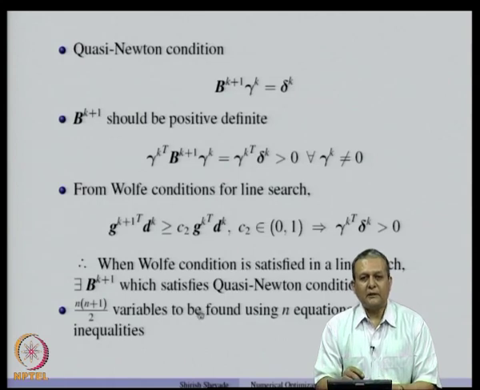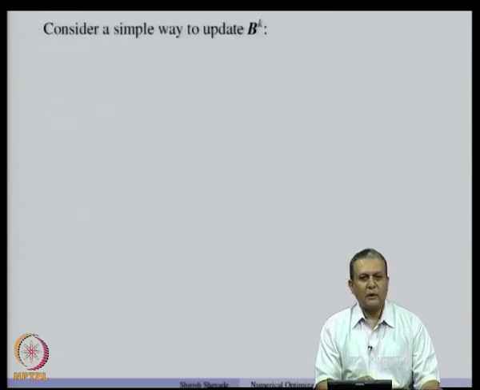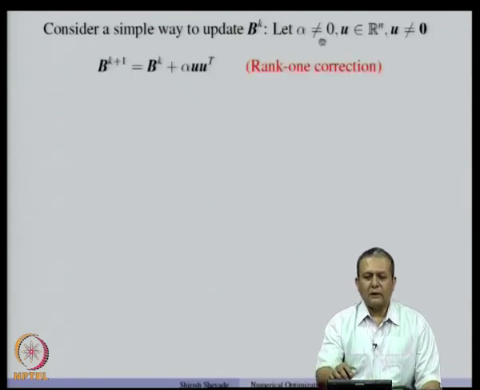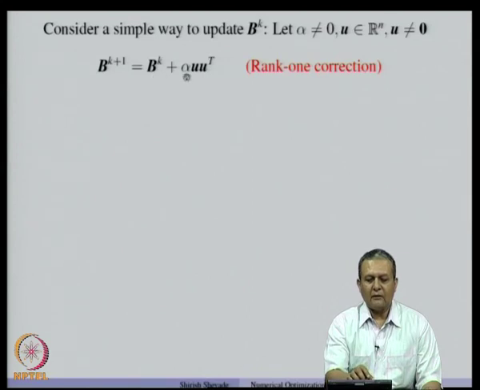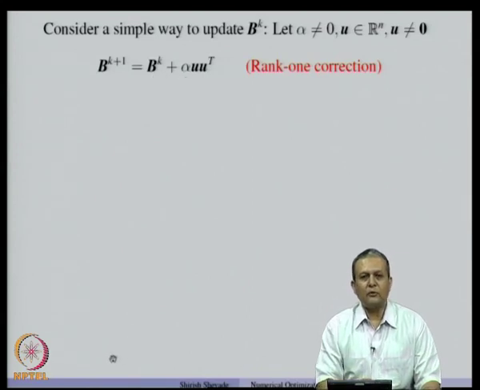So, we will see that there are a lot more variables than the number of equations and inequalities. So, many solutions exist. Let us look at a simple way of updating B_k. Let us choose some alpha which is non-zero. Let u be an n-dimensional non-zero vector, and suppose we simply add the matrix alpha u u transpose to the matrix B_k to get B_{k+1}.